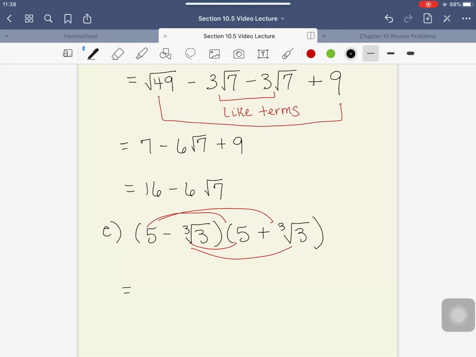All right, 5 times 5 is 25. Outer would be plus 5 cube root of 3. Inner would be minus 5 cube root of 3. And last would be minus the cube root of 3 quantity squared.